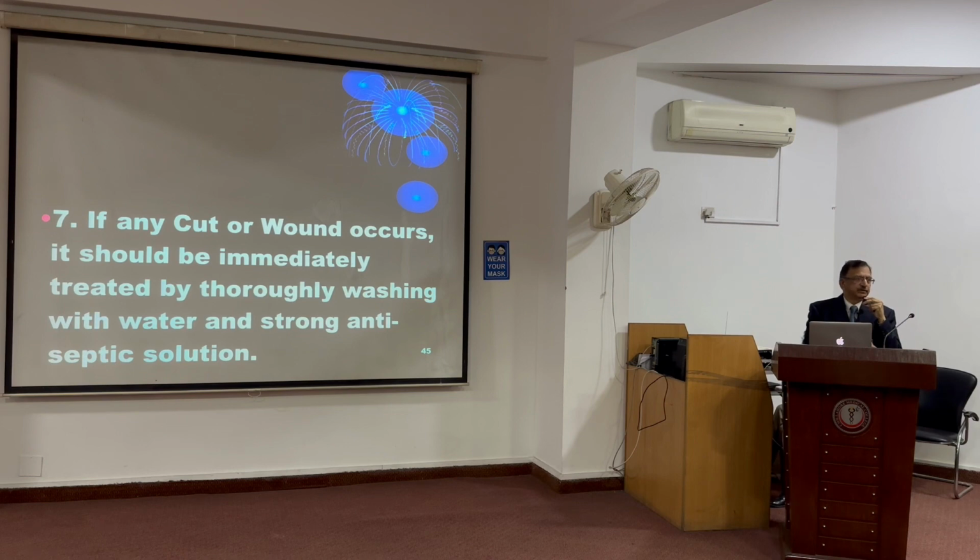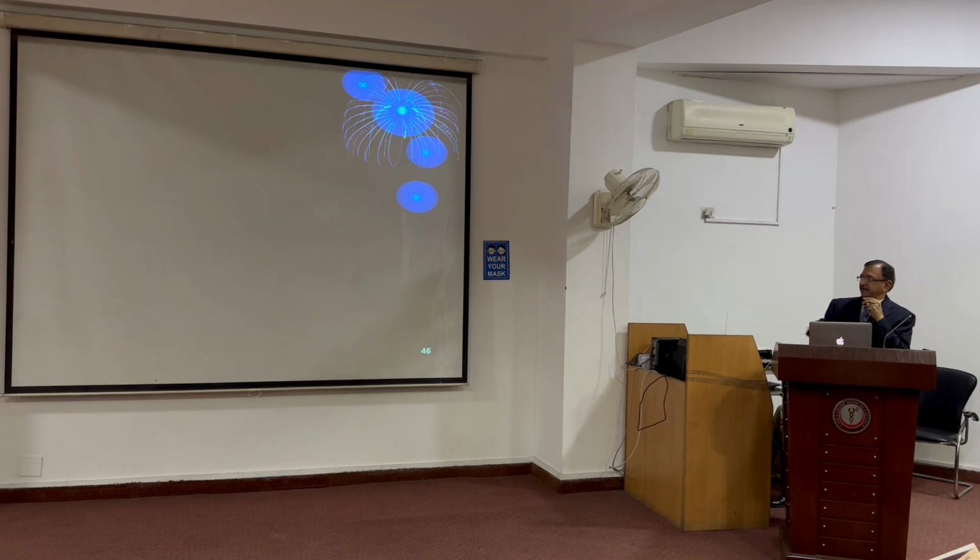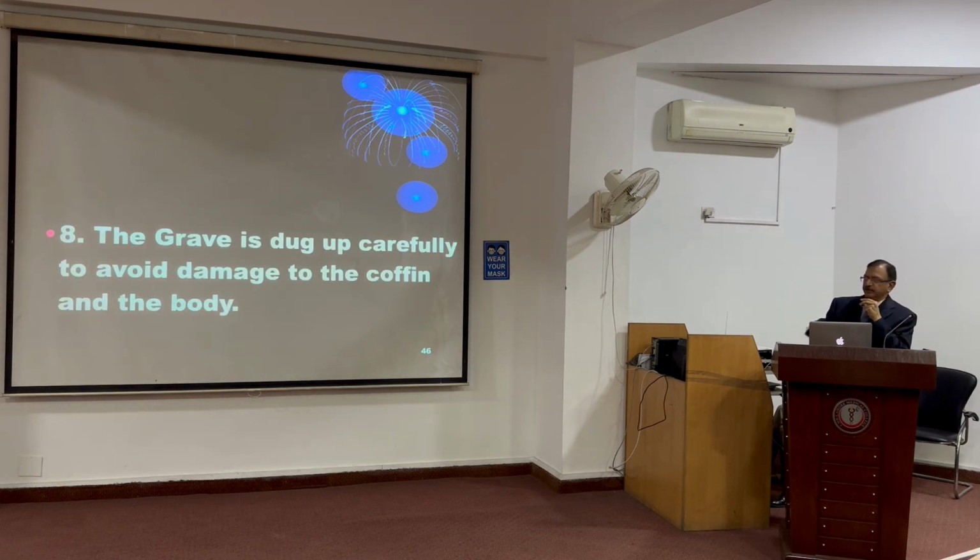Necropsy wound. Whenever the worker gets a necropsy wound, that is a wound or cut while performing the autopsy or the exhumation, he should immediately leave that place, wash it thoroughly, dip it in disinfectant, and get anti-tetanus injections or antibiotics if needed. Then the grave is dug very carefully without damaging the coffin or the body. So it is a slow, very careful process.